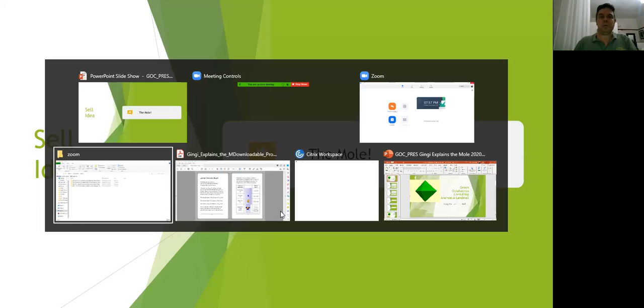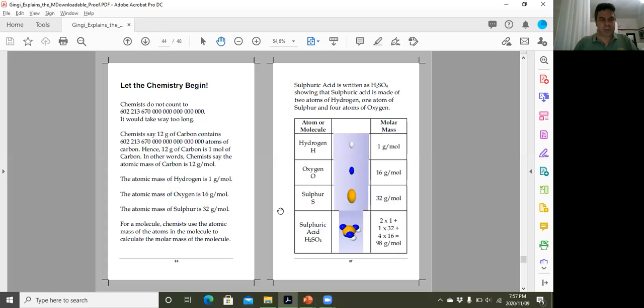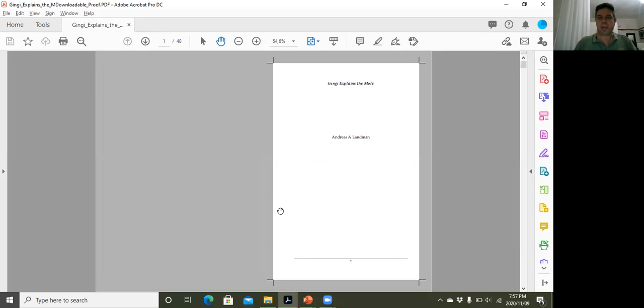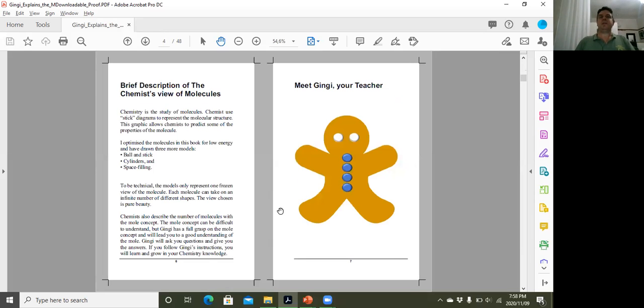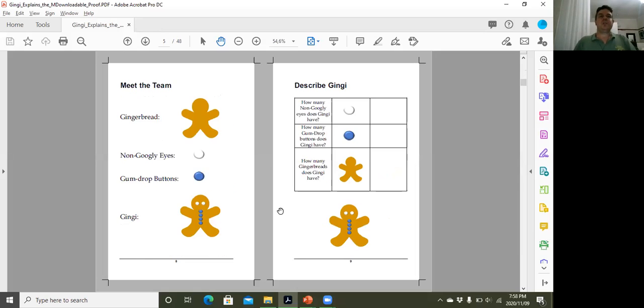So let's go and find Gingi. Yes, let's meet your teacher. That's Gingi. Hello, Gingi. Welcome, Gingi. So let's meet the team. Gingi doesn't work on his own. Gingi has a friend called the gingerbread, non-googly eyes, gumdrop buttons, and then, of course, we have Gingi.